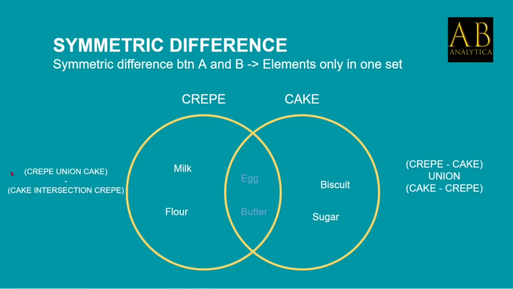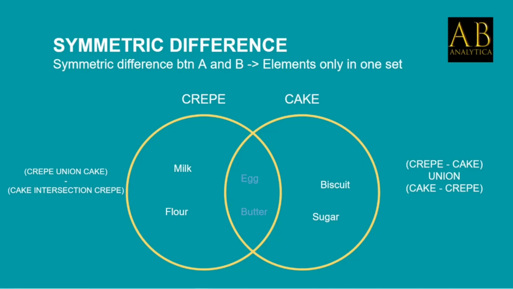Symmetric difference can also be interpreted as the union of both sets minus the intersection of both. In this case, it will be crepe union cake, that which includes all the elements, minus cake intersection crepe, which includes just the two elements.